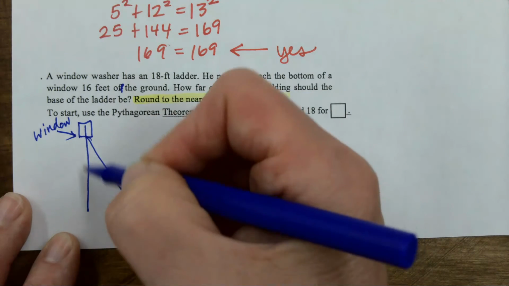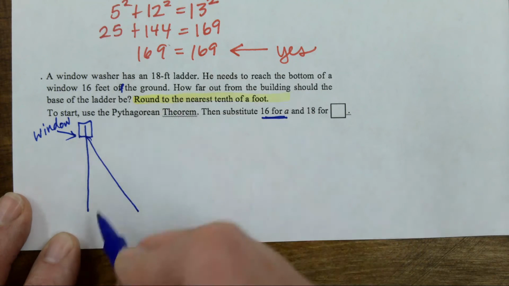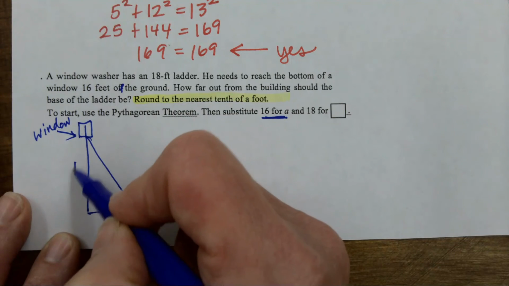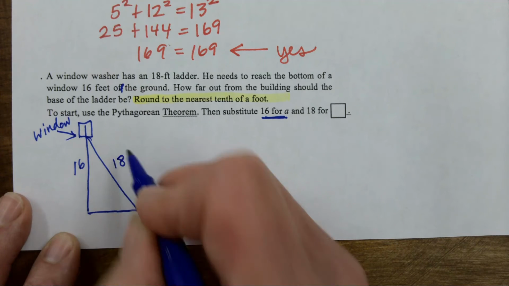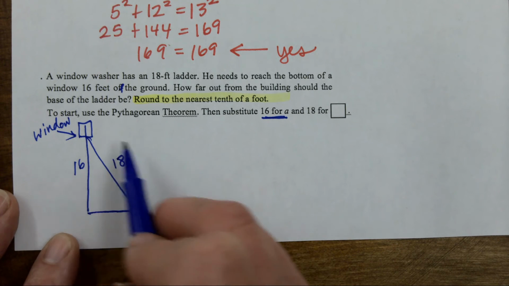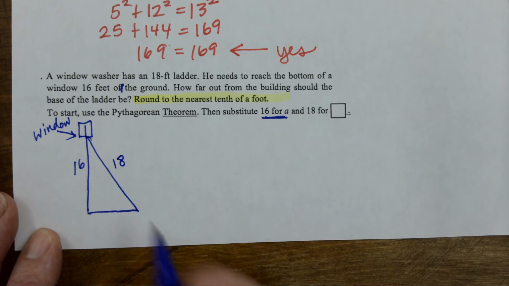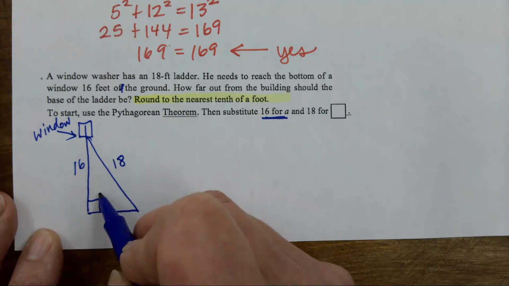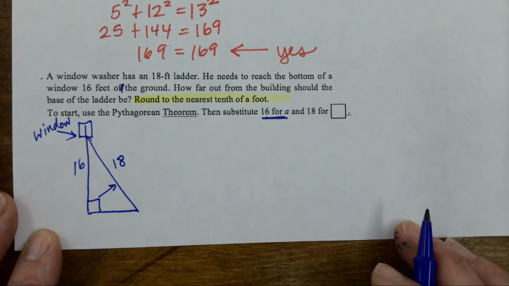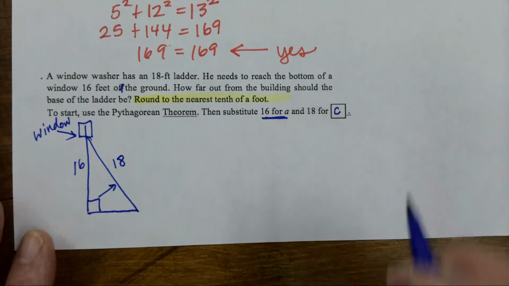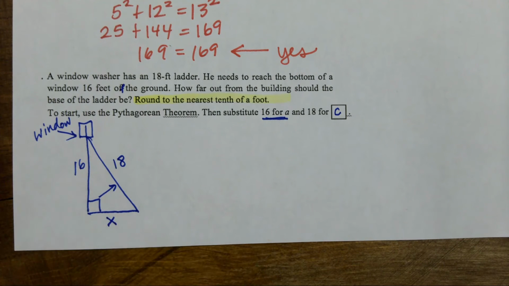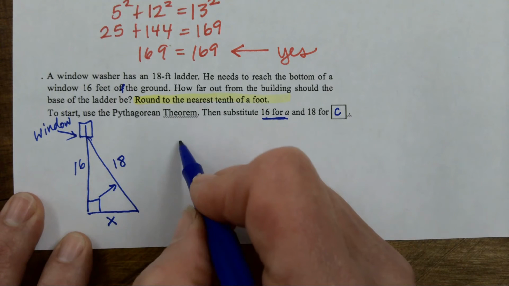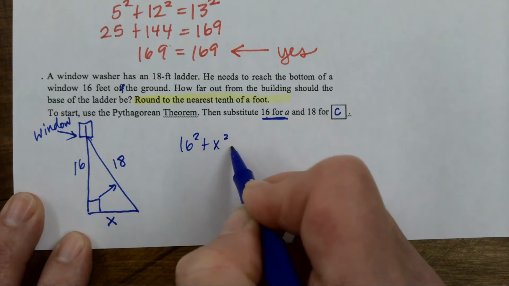How tall or how high up is the window? 16. How tall is the ladder? 18. Where is my right angle in this picture? Bottom left. That makes 18 what? Hypotenuse. So we'll replace that for C. What I need to figure out is how far I have to put the base of the ladder from the building. So I can do 16 squared plus x squared equals 18 squared.